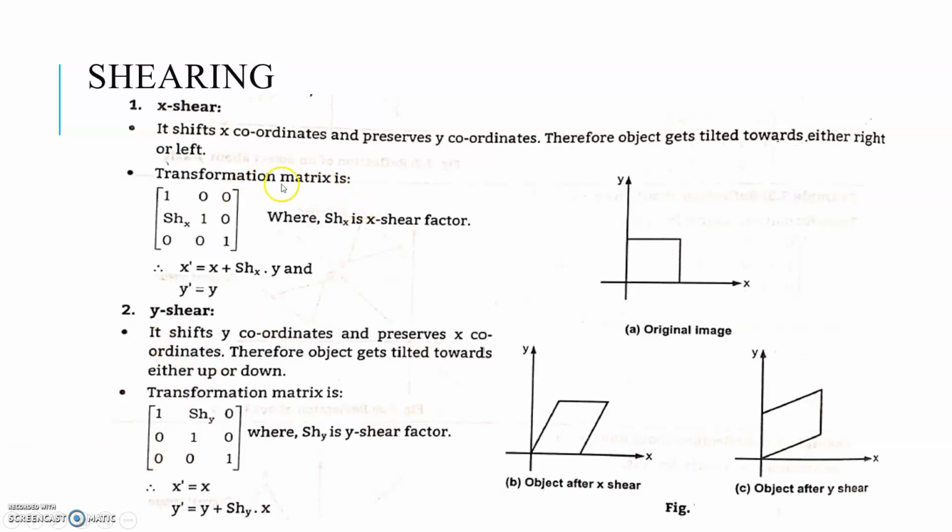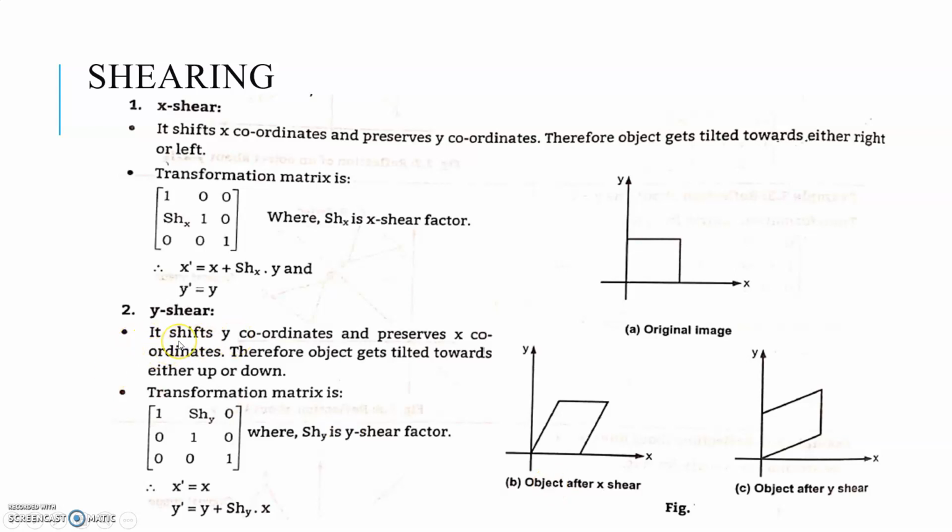The transformation matrix is here. It gives the shearing transformation matrix where SHx is the x shear factor. x' will be x plus SHx times y, and y' equals y. Here you can see this is the original image, and the object after x shear will look like this.